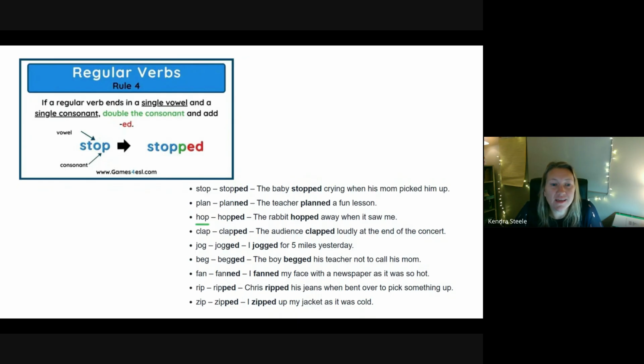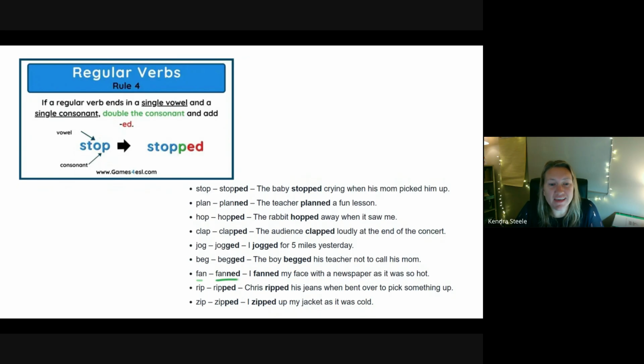Hop becomes hopped. The rabbit hopped away when it saw me. Clap becomes clapped. The audience clapped loudly at the end of the concert. Jog becomes jogged. I jogged for 5 miles yesterday. Beg becomes begged. The boy begged his teacher not to call his mom.